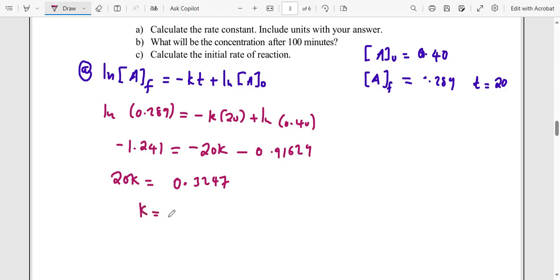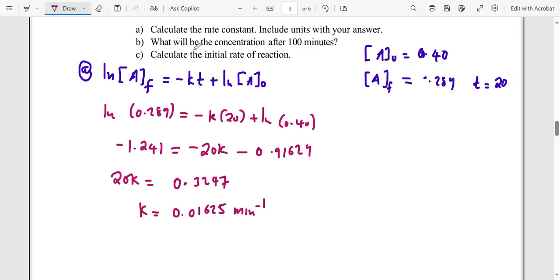Therefore, k is going to be 0.01625. Remember, this is a first order reaction. The unit for k is always to the power negative 1, looking at whatever unit of time. If it was seconds, it would be second to the power negative 1. Is this okay, guys? If it's okay, please react. If you are having any question, feel free to ask. People are not reacting. I need to see reactions.